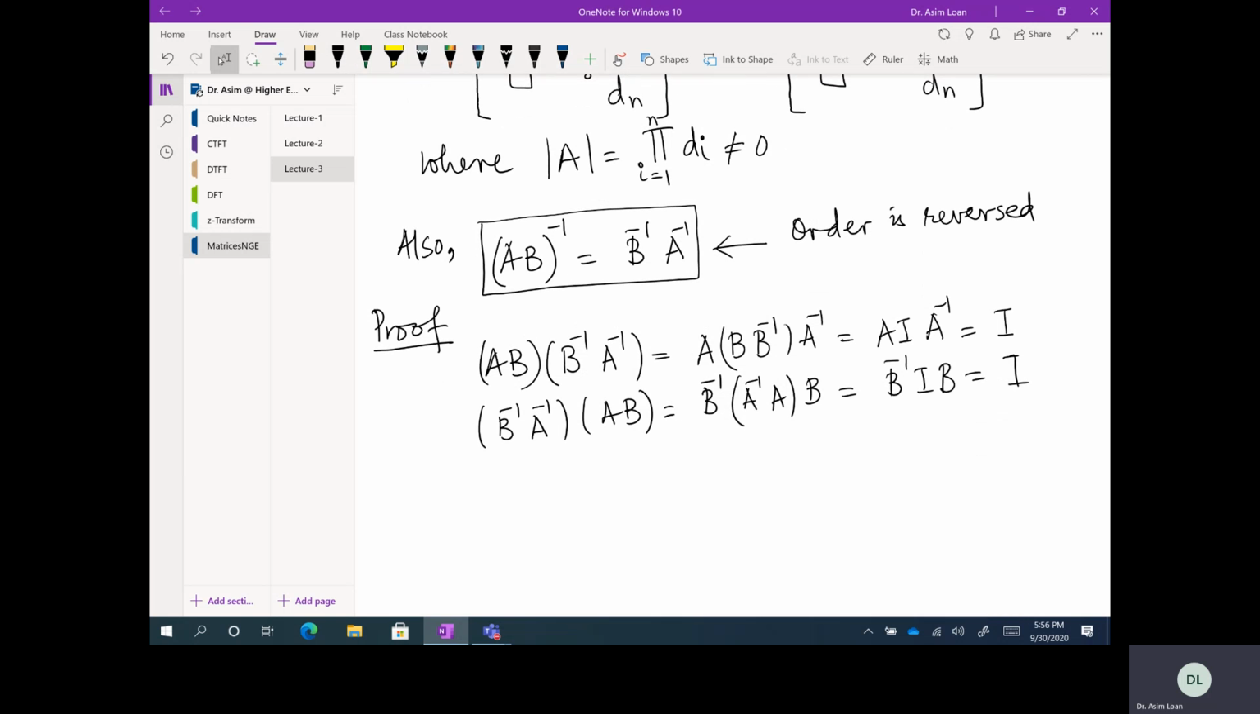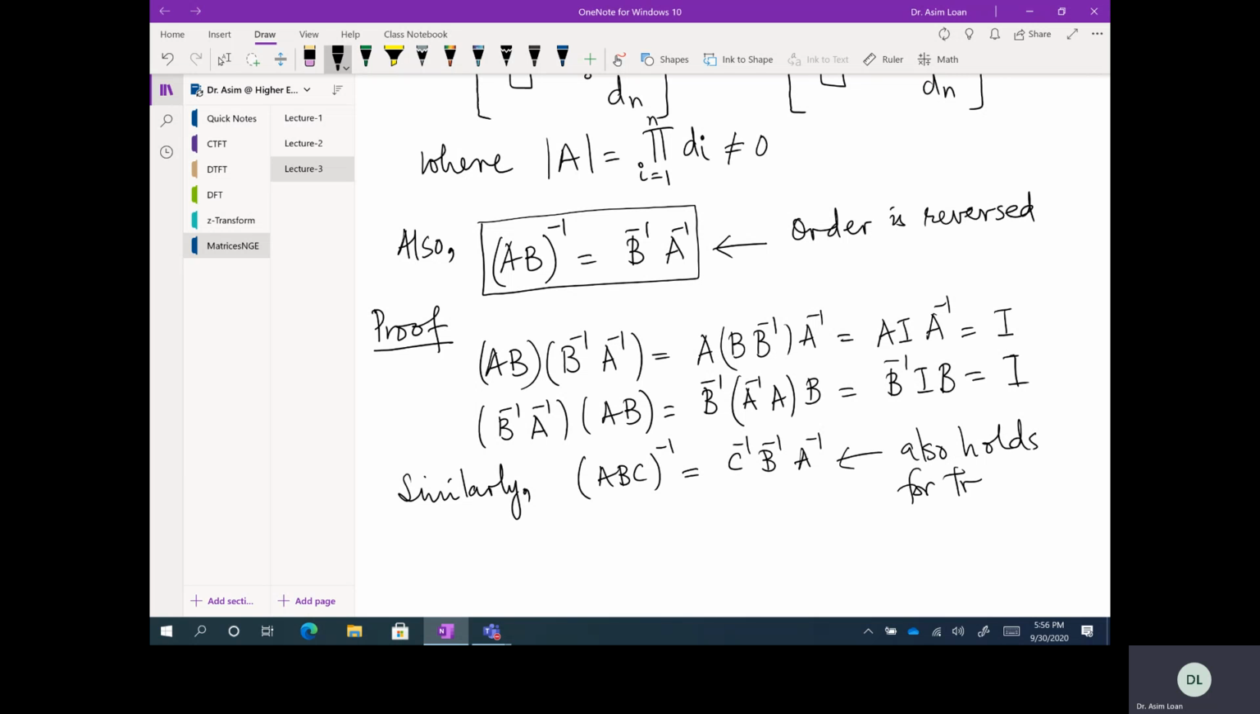Similarly, ABC whole inverse is simply C inverse B inverse A inverse. Also holds for transpose. That is, AB whole transpose equals B transpose A transpose.